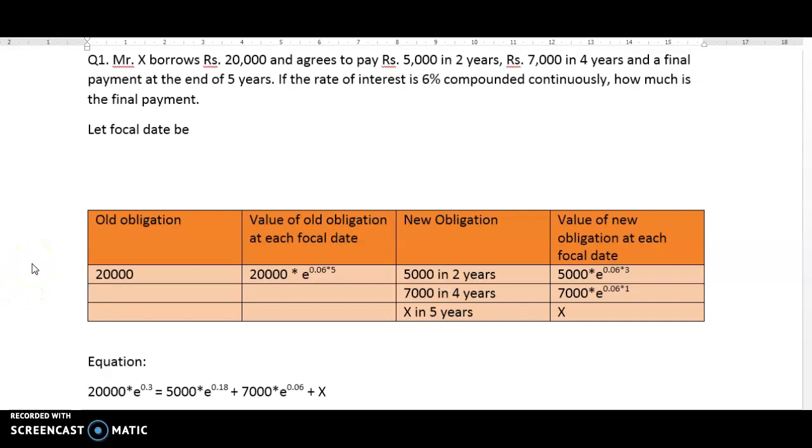In this video, I'll be discussing 4 questions under the topic of equation of values. And these 4 questions are very good from your examination point of view.